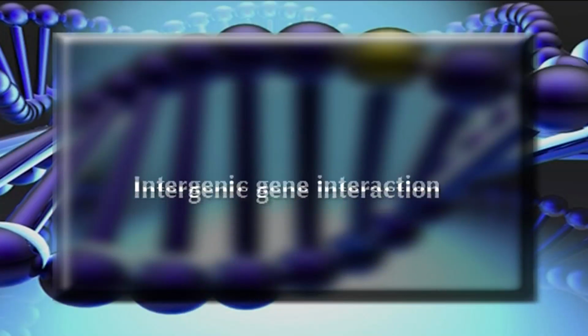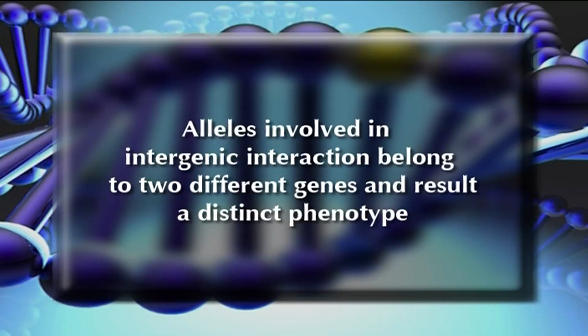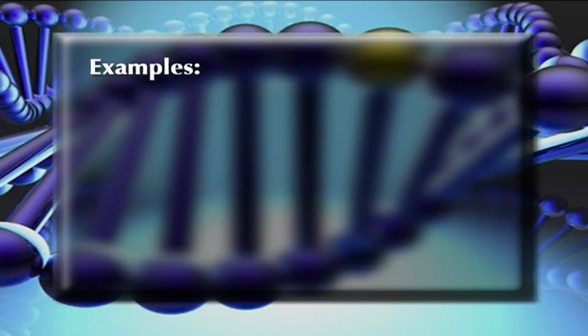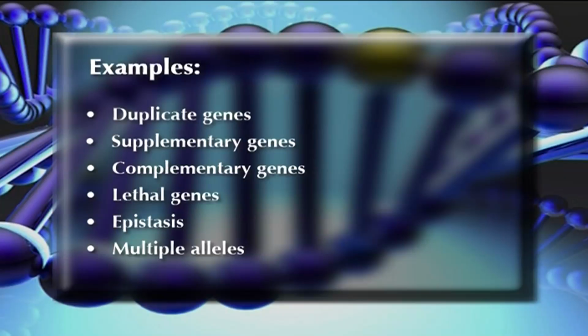B. Intergenic gene interaction. As the name indicates, the alleles involved in the intergenic interaction belong to two different genes and result in a distinct phenotype. The examples of such interaction include duplicate genes, supplementary genes, complementary genes, lethal genes, epistasis, and multiple alleles.